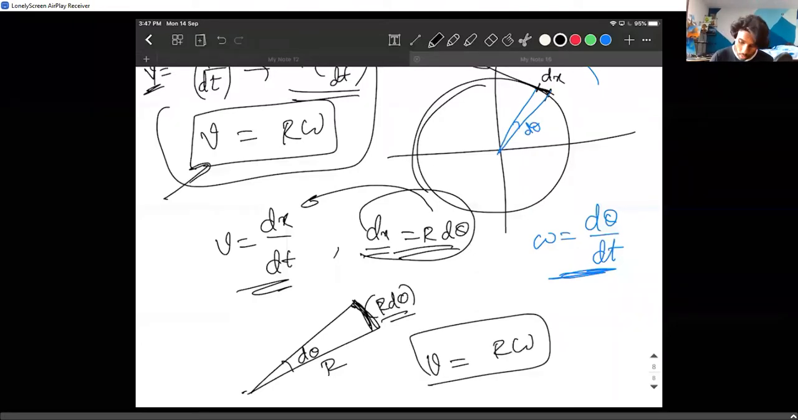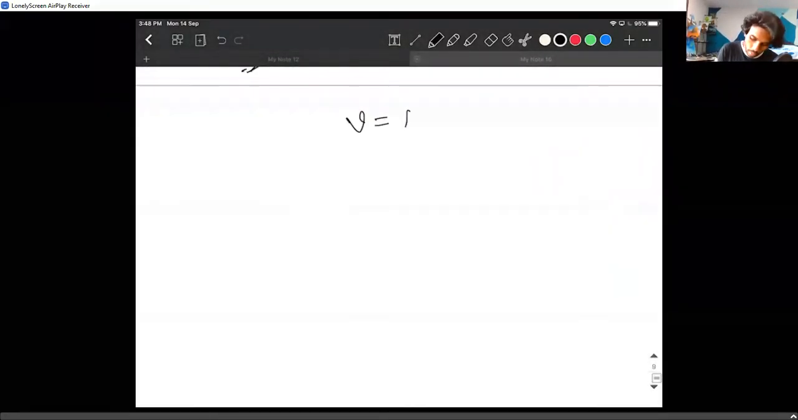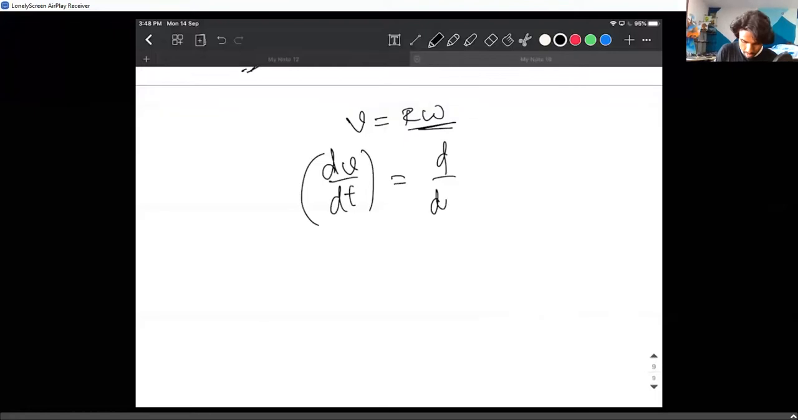And similarly, if I use the same thing and take it further, since v equals r omega, if I write dv by dt, I have to differentiate this also, d by dt of r omega.